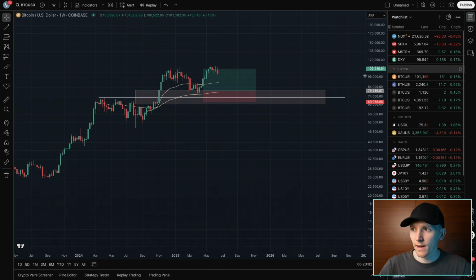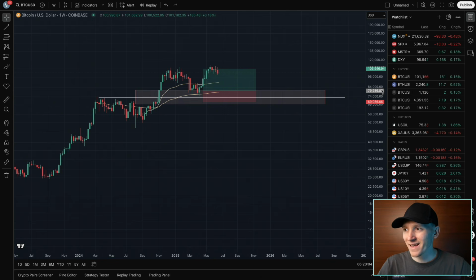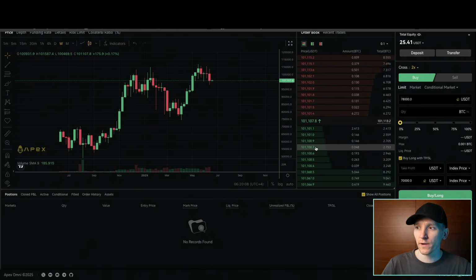On the right hand side, we can now see our entry points. So this is around 80,000 entry with around a 70,000 stop loss. I'll go over to my trading system here.